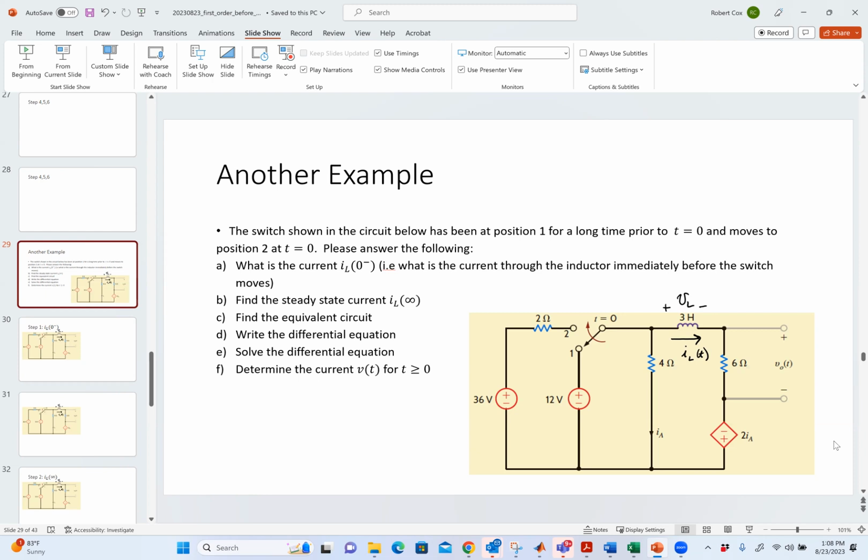When I have these guys, though, what I have to do is apply a test source, or figure out the open circuit voltage and the short circuit current. I got to figure out them both, and then I got to solve. VOC divided by ISC is going to be the Thevenin equivalent resistance. So we're going to do that next.